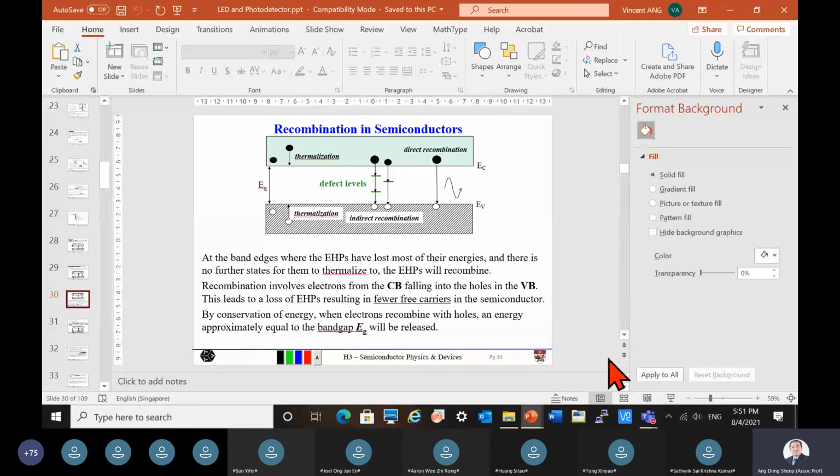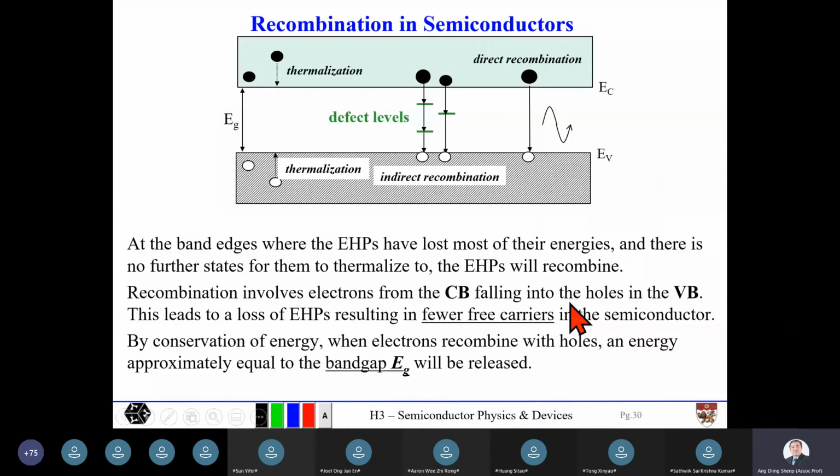So it's only approximately equal to the band gap, not exactly equal to the band gap, because there's no way to measure the light emission from electrons situated exactly at EC recombining with holes situated exactly at EV, since there are very few carriers there.